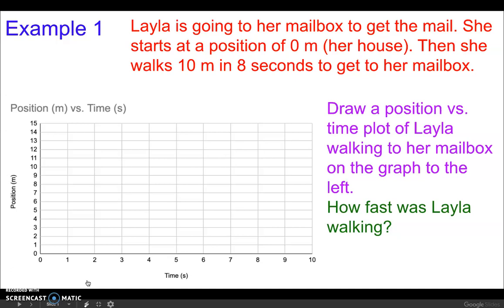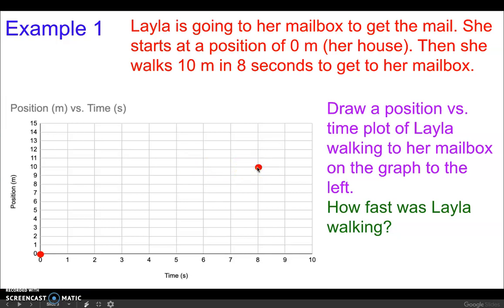Layla is going to her mailbox to get the mail. She starts at a position of 0 meters, that's her house, and then she walks 10 meters in 8 seconds to get to her mailbox. So she starts at a position of 0 meters. So we're going to start that right here at time zero. She's at position zero. And then she walks 10 meters in 8 seconds. So 10 meters, 8 seconds. That's going to put us right here.